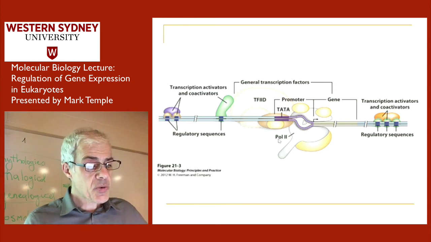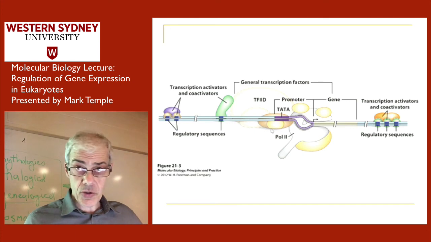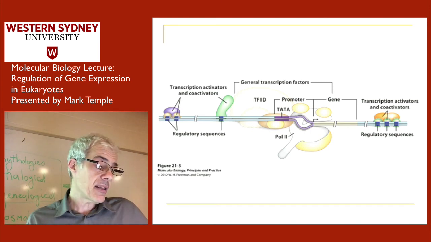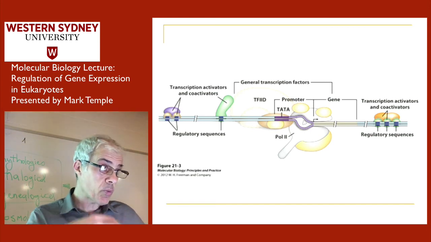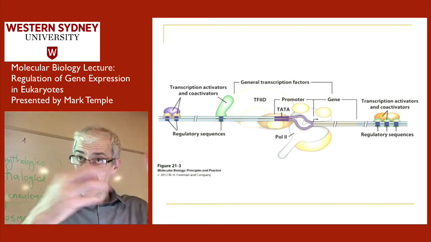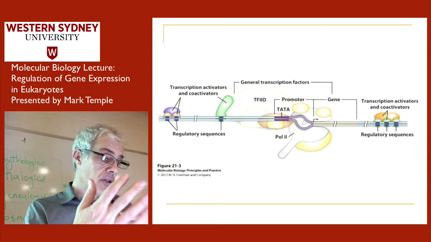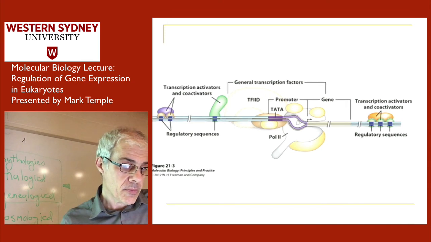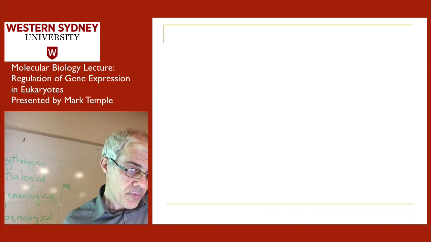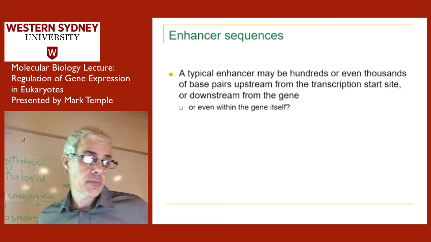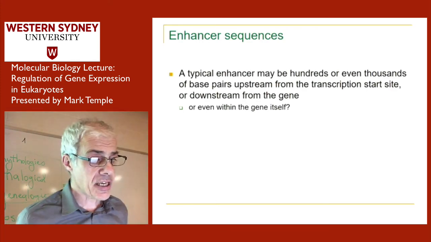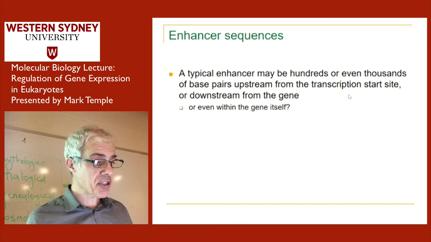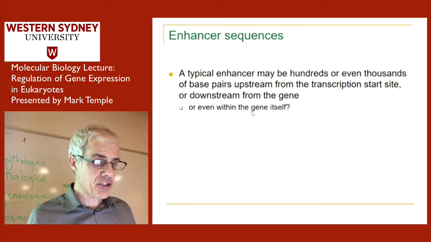This is one of those areas that's poorly understood, but the evidence is clearly there that these distant regions have an effect. The simplest way to think about it is the looping model, where those regions of DNA are somehow looped around and in close proximity to the promoter, so that you can get interaction between those proteins. So these are enhancer sequences. Like I said, they can be hundreds of thousands of base pairs away from the transcription start site, or as that diagram showed, even in the gene itself.